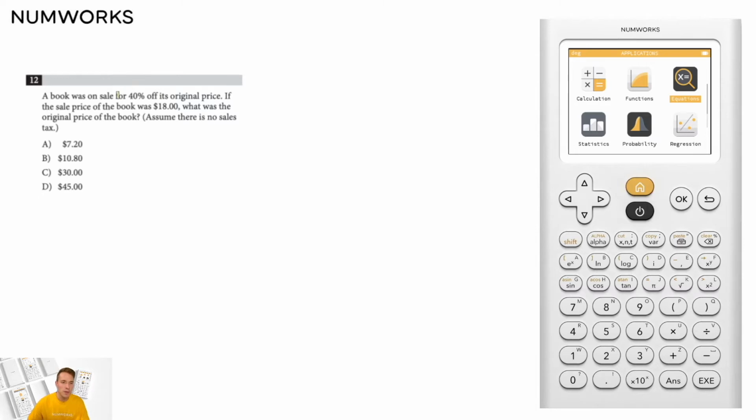For this problem, we were told that the sale price was 40% off of the original price, and we're looking for the original price. Let's let P represent the original price. To find the sale price, we'll take the original price minus 40% of the original price to give our sale price of $18. In other words, 60% of the original price is equal to $18.